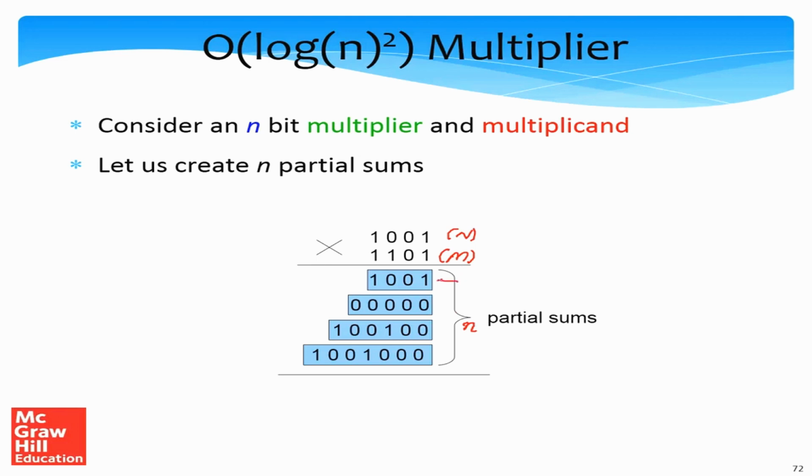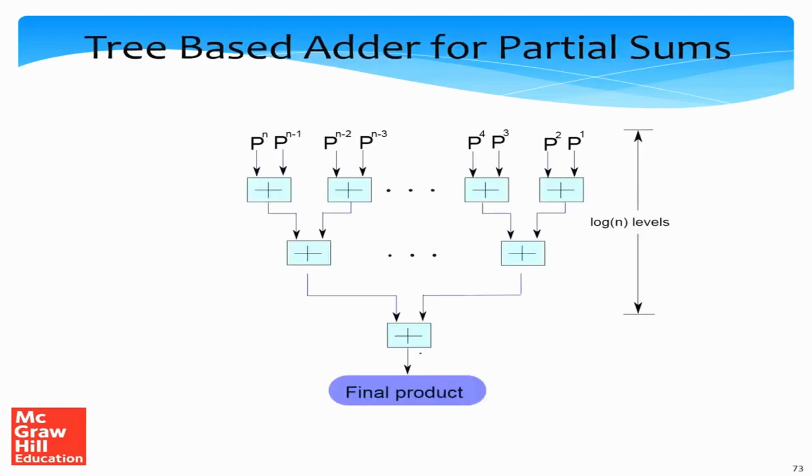So this partial sum can be generated simultaneously with this, which can be generated simultaneously with this. Generating all the partial sums is very easy. It takes a constant amount of time. After that, we need to add n numbers. For adding n numbers, what we can do is have a tree of adders.